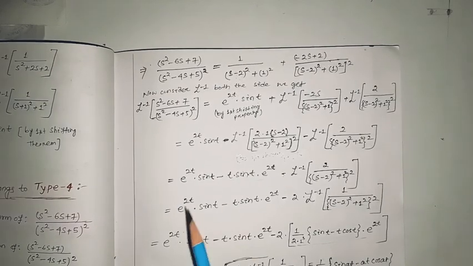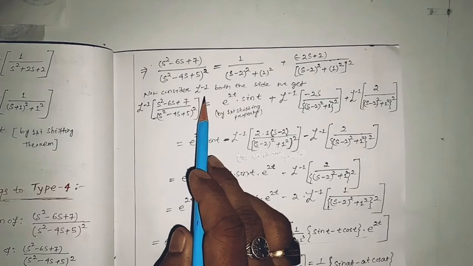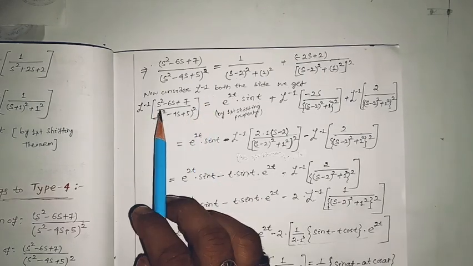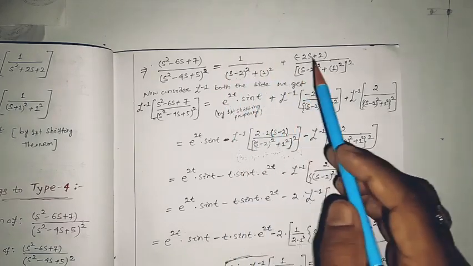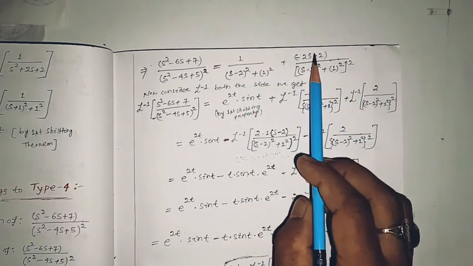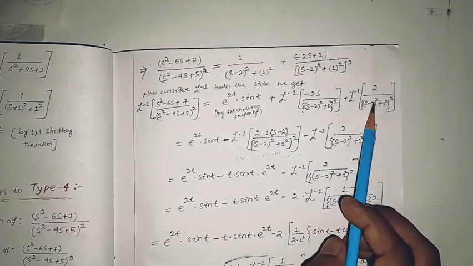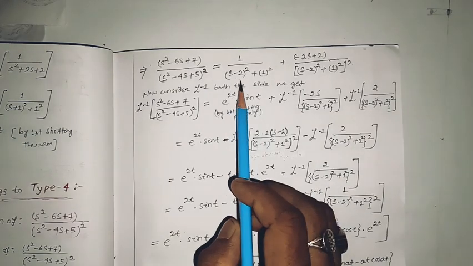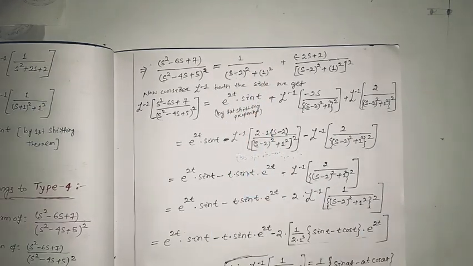Now we are going to take the inverse Laplace transform on both sides, because we need to find the inverse Laplace transform of this one. So I applied the inverse Laplace transform on each term. Two terms are there, minus 2s by this one plus 2 by this one. So the inverse Laplace transform of this one will be e to the power 2t sin t. How it is, we already know.